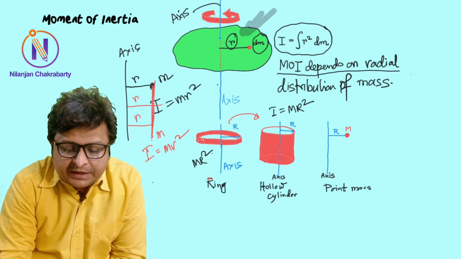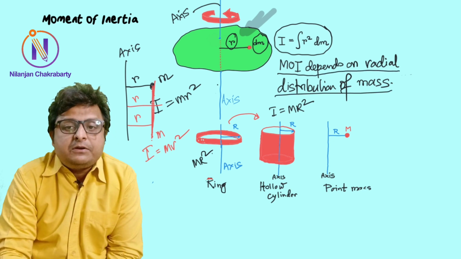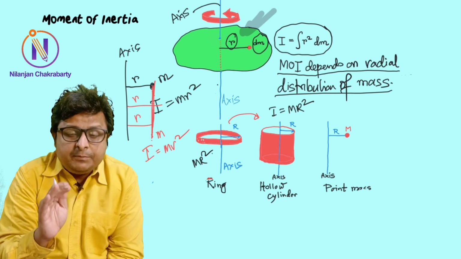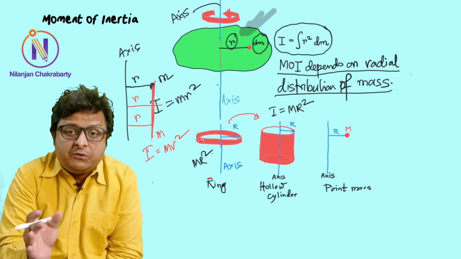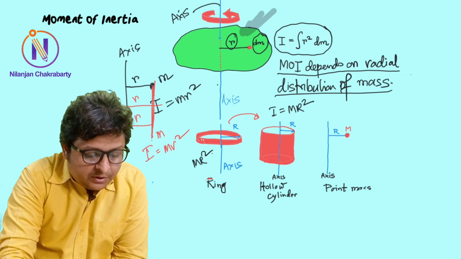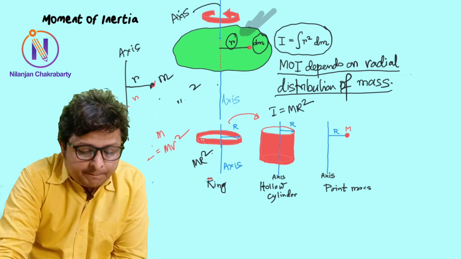MOI depends on the radial distribution of mass, it doesn't depend on the axial distribution of mass. ये देखो, ये सब जानने से many problems you can solve without integration. ये देखो, moment of inertia of a particle, a point mass है.